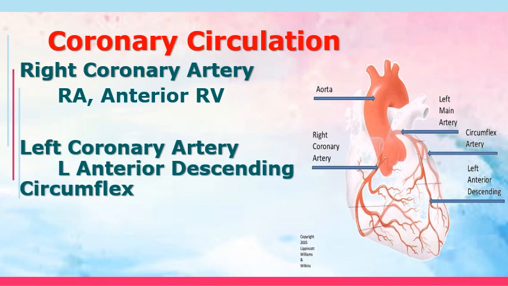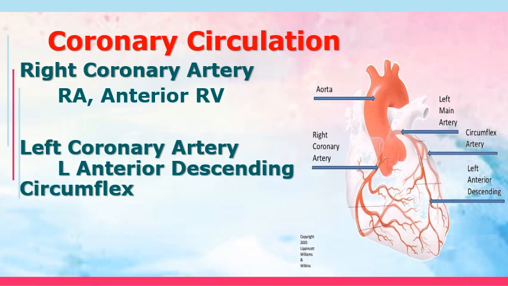Your right coronary artery is the one that supplies blood to your right atrium and the anterior of your right ventricle. It also supplies the posterior aspect of your septum, your posterior papillary muscle, your SA and AV node, and then the inferior aspect of your left ventricle.